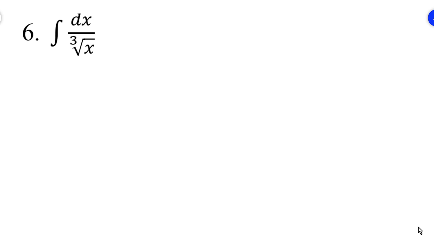Hey, so we're gonna solve this problem over here. We need to get the integral. And first, how can we solve it? So we have a radical over here. So maybe we can use some of the radical rules that we should already know to manipulate this problem and use any of the integral rules and solve it.